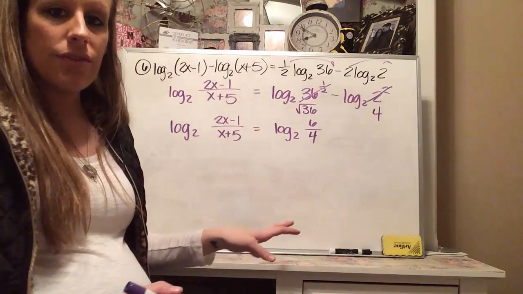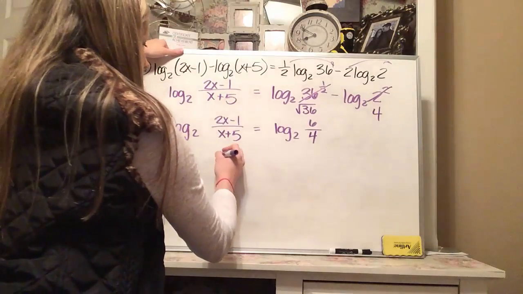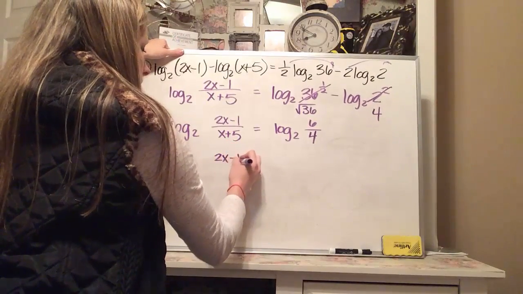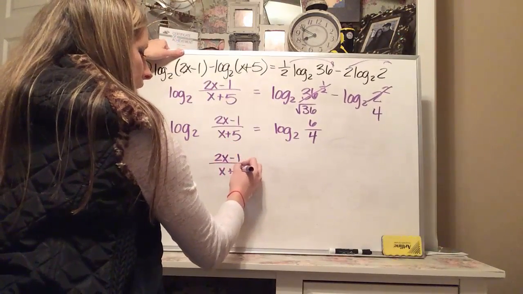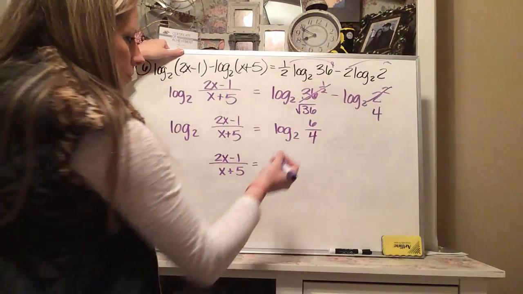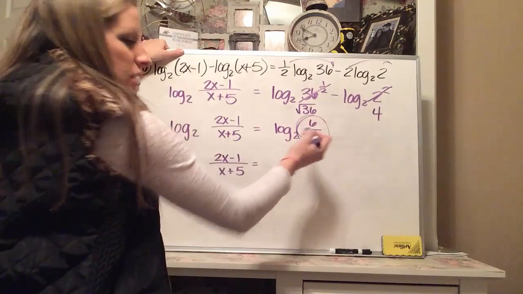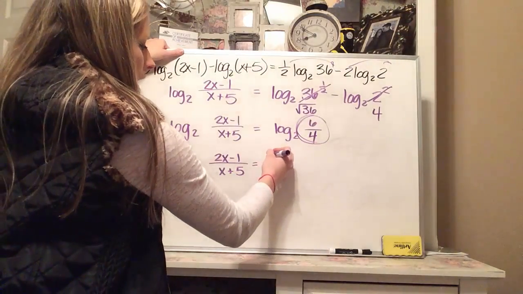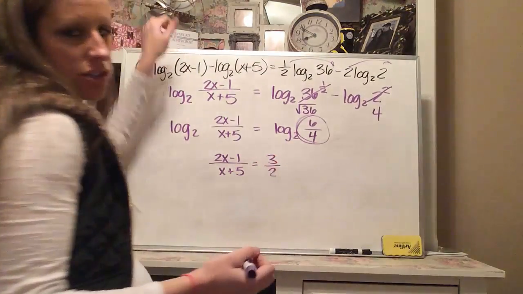Okay, so it's simplified. We're going to set them equal to each other. Now, if you want to solve for x, we need to get that x out of the denominator, right? And by the way, the 6/4 will reduce to 3/2 if you want to go ahead and change that.